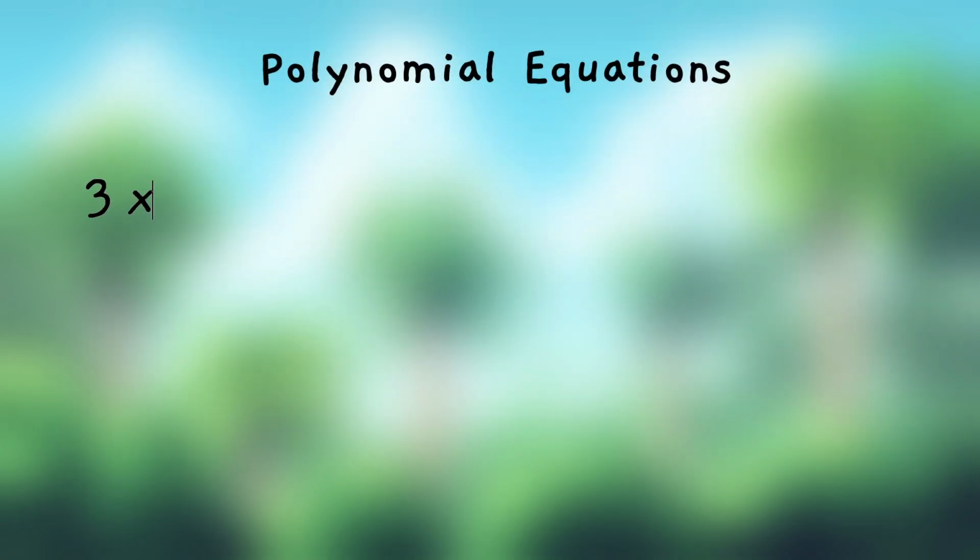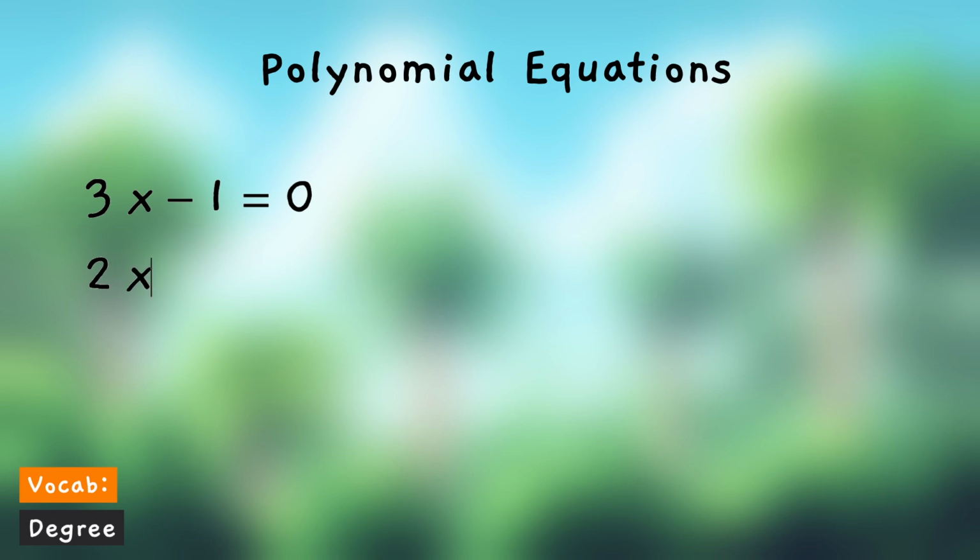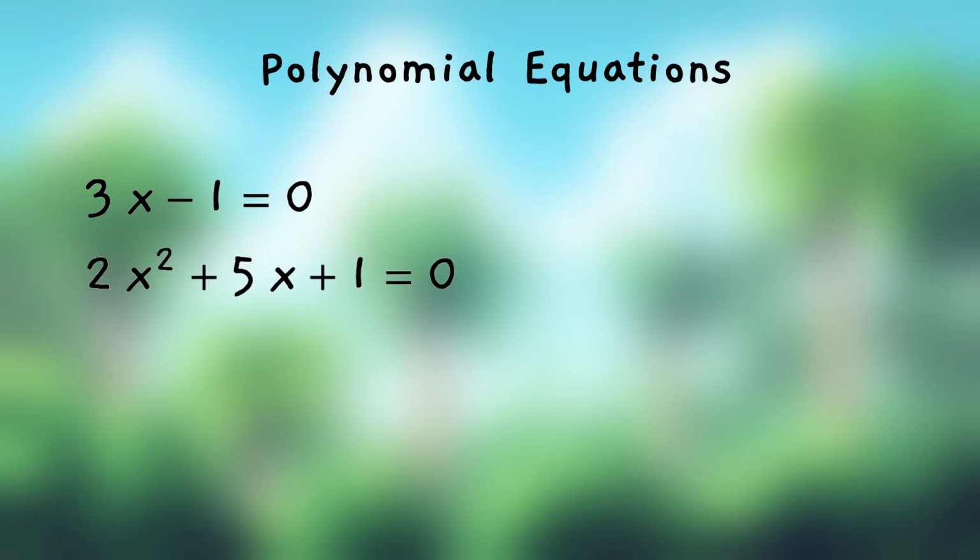For example, 3x minus 1 equals 0. The left-hand side of this, 3x minus 1, is a polynomial, and its degree is 1. Remember, the degree is the largest exponent. Another example would be 2x squared plus 5x plus 1 equals 0. Once again, the left-hand side of this is a polynomial, and the degree of this is 2 because the largest exponent is 2. Another example would be x cubed minus 5x plus 7 equals 0. And the degree of the polynomial on the left here is 3.